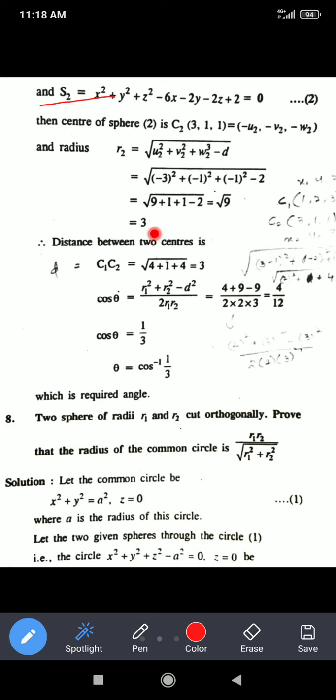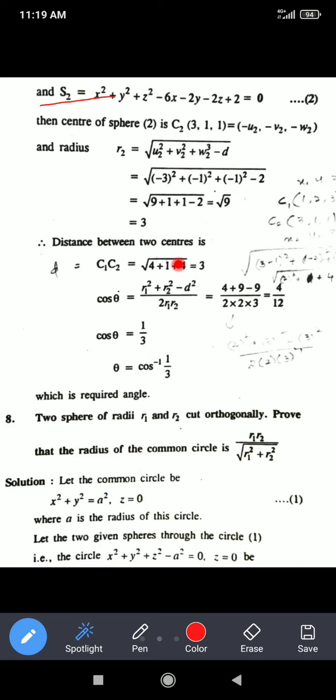Okay, so now using the formula for angle, we know that cos theta is equal to r1 square plus r2 square minus d square divided by 2 into r1 into r2. So before that, remember, the distance between the two centers C1C2 is equal to root of x2 minus x1 whole square plus y2 minus y1 whole square plus z2 minus z1 whole square, using the formula for distance between two points. Here the centers are there.